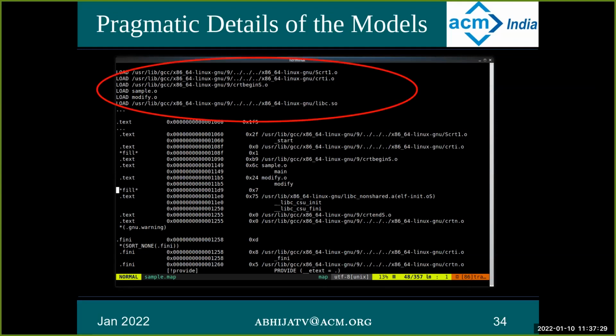Notice that the linker has loaded these files: scrt1.o, crti.o, crtbeginS.o, sample.o, modify.o, and libc.so. And maybe some others are also there. I'm just being indicative over here. So your sample.o and modify.o are your C files, your C programming files, and they have been packed between some other object files before and after them.